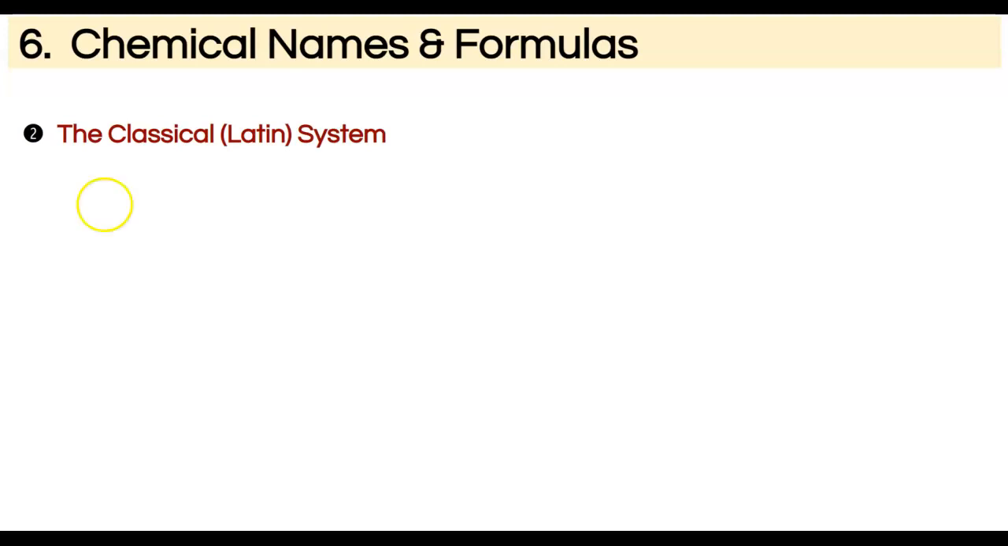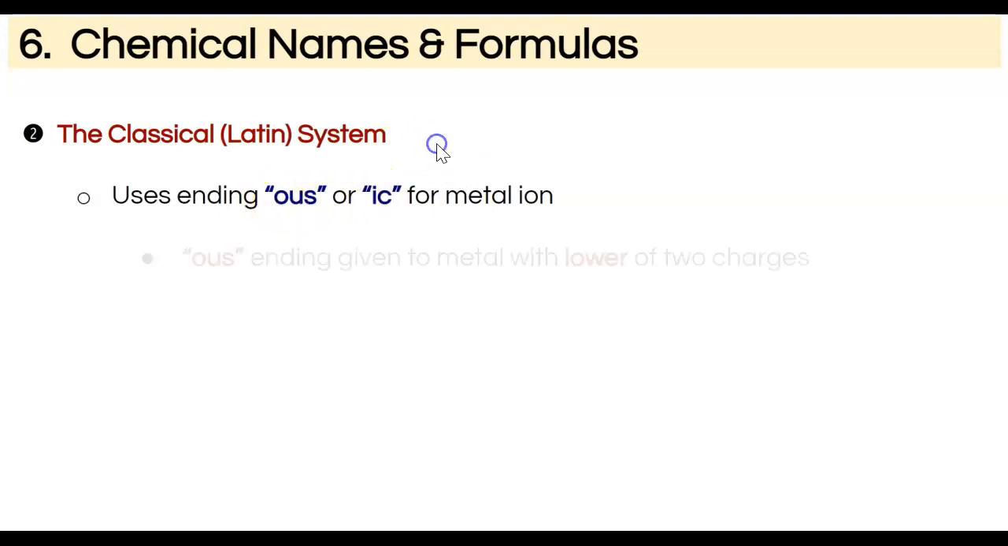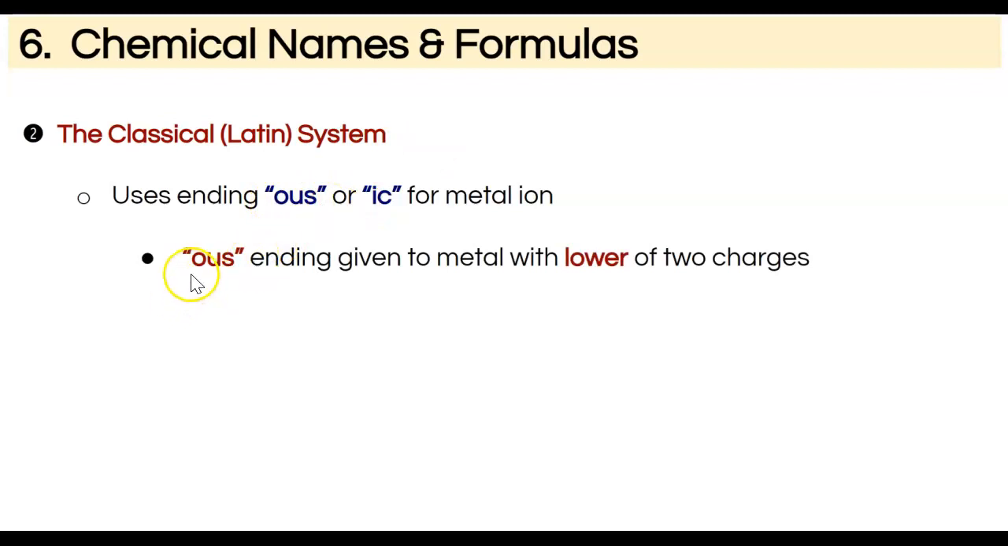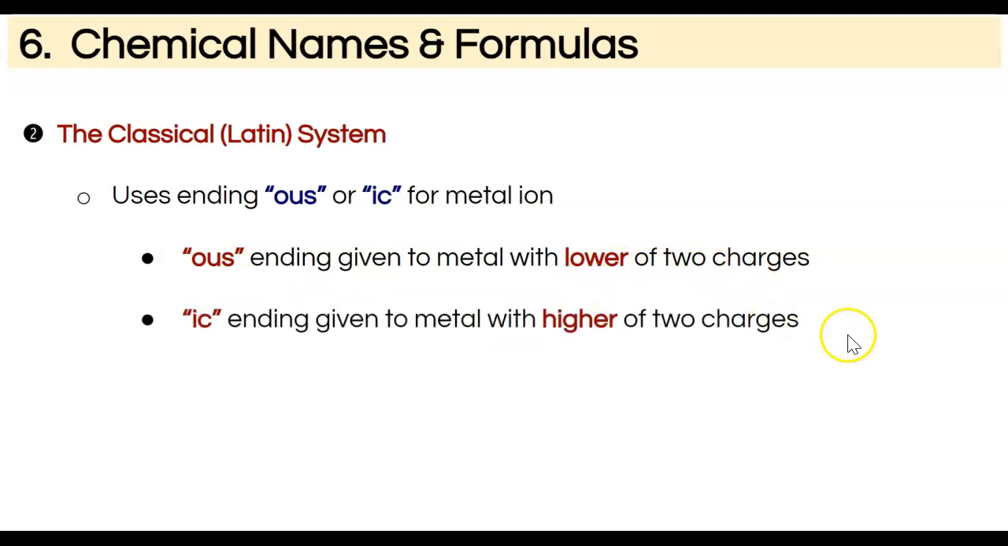Okay, so in the classic or Latin system, we have these special endings that tell us whether the metal ion has one charge or the other. The -ous ending is given to the metal with the lower of the two possible charges for that particular metal, and the -ic ending is given to the metal with the higher of the two charges. I'm going to explain a little bit more about that.